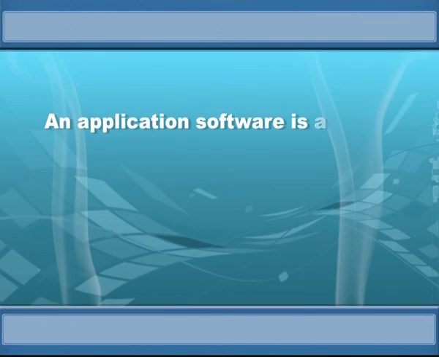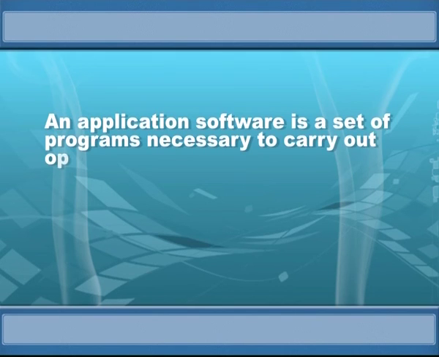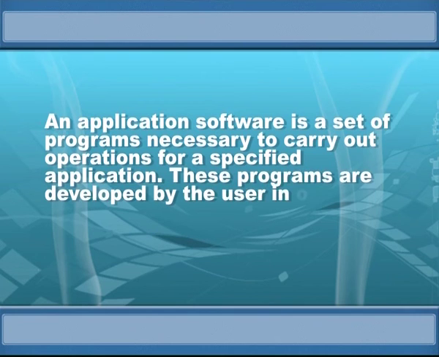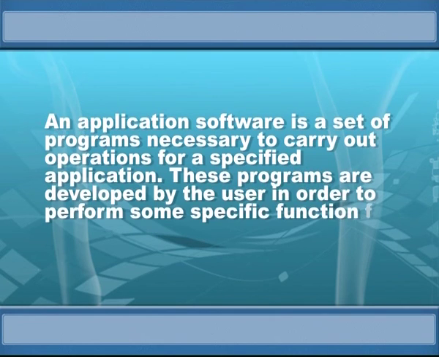An application thus differs from an operating system, which runs a computer, a utility which performs maintenance, and the programming tools with which computer programs are created. An application software is a set of programs necessary to carry out operations for a specified application. These programs are developed by the user in order to perform some specific function for the organization. For example, a payroll system to compute the salaries of the employees of an organization is termed as application software.